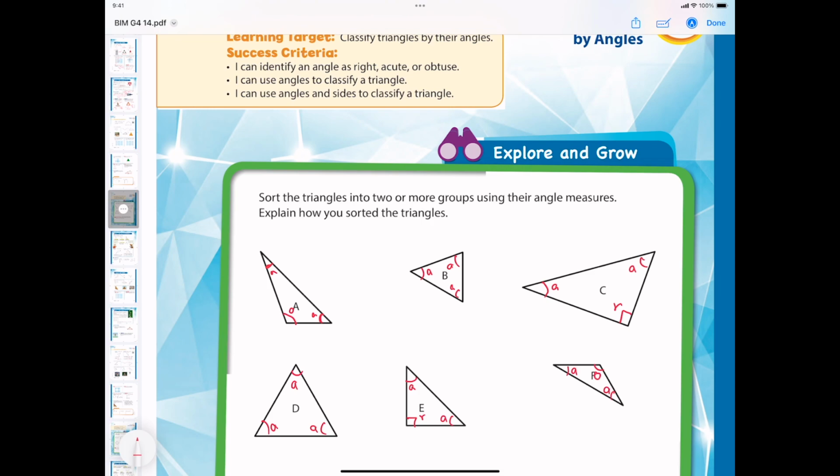So maybe I can classify. Not classify yet, but I can sort them out by right angle. If the triangle has a right angle, it's C and E. If the triangle has an obtuse angle, it's A and F. And if the triangle has only acute angles, it's B and D.